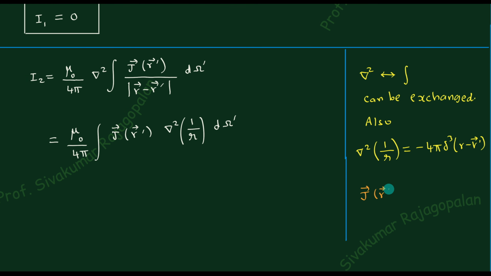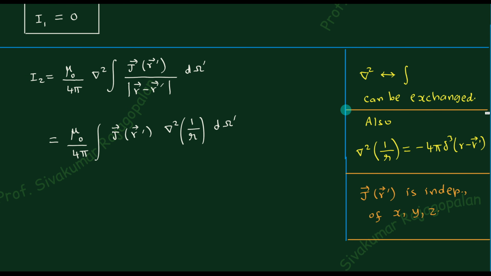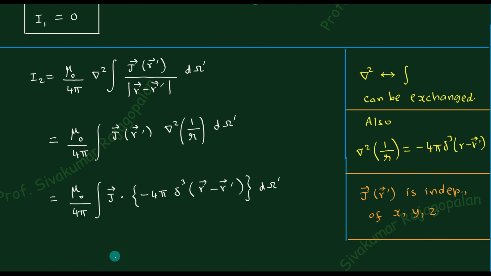So the point that I explained is this: the capital J is independent of x comma y comma z. So that is the reason why the J of r has come outside the Laplacian operator. That's what I explained. And now let us come back here and then substitute. So that is equal to mu naught divided by 4 pi times the integral. For simplicity, let us write down simply J here. So J vector, then you have, this is a simple multiplication, then you have minus 4 pi, the delta function r minus r prime, into d omega prime. So that's what it is.